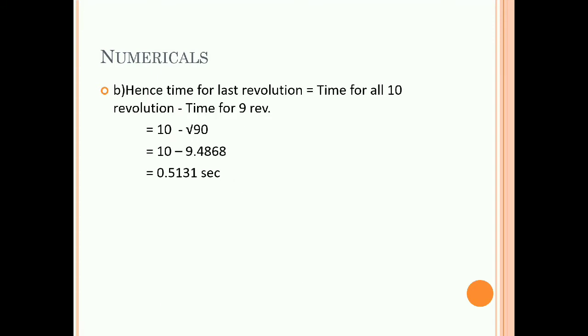Now, if you are writing the time for the last revolution, it will be the time for all 10 revolutions minus the time for the 9th revolution. For all 10 revolutions, we already know it is given in the numerical as 10 second. For the 9th revolution, we already calculated it as square root of 90. Square root of 90, you follow your square root table, so you will see 90 in the 0th column. So 10 minus 9.4868, that value, will be 0.5131 second. So this is your expression for the last revolution.